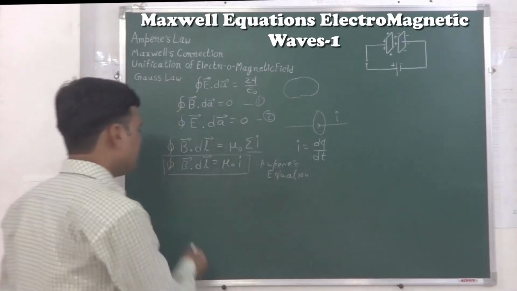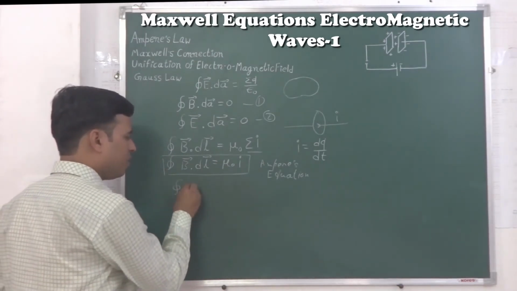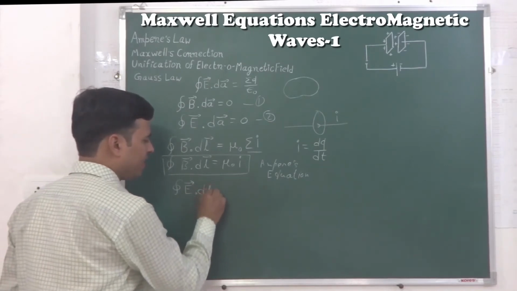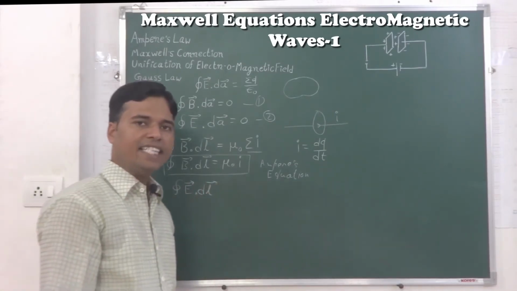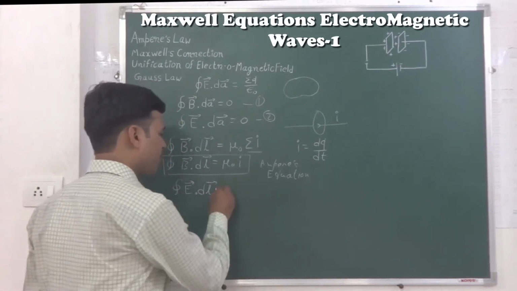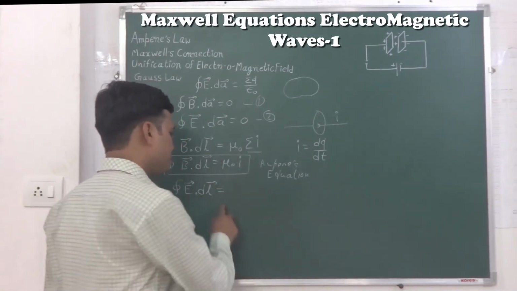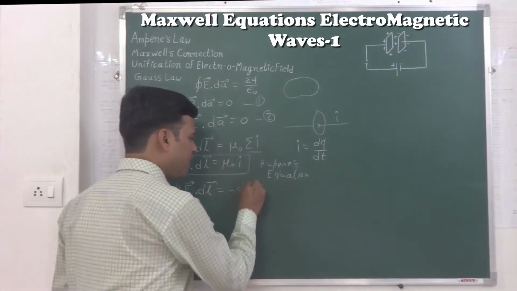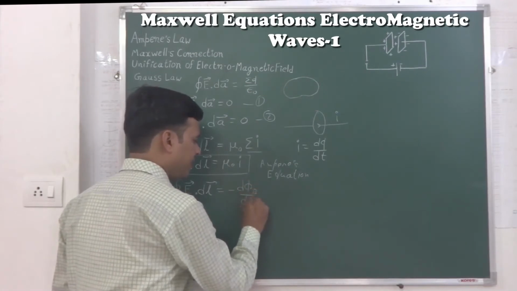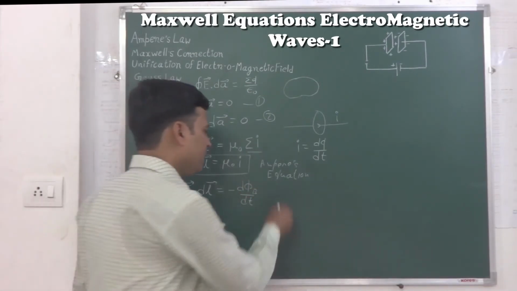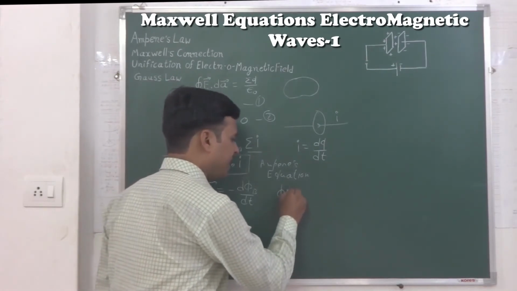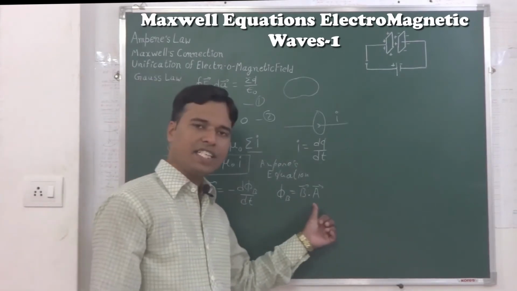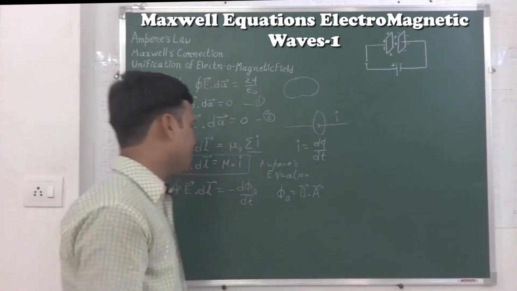But according to Faraday's law for electric field, the line integral of E vector dot dl vector, that is the line integral of electric field over a closed loop, is equal to minus d phi B upon dt. Phi B is the magnetic field flux which can be calculated by the magnetic field vector dot area vector.